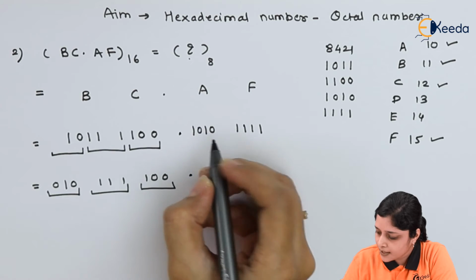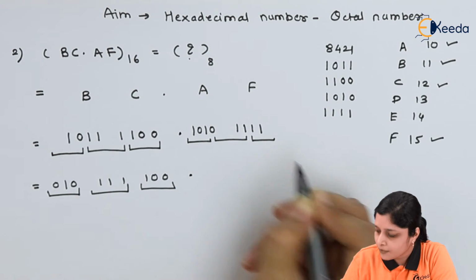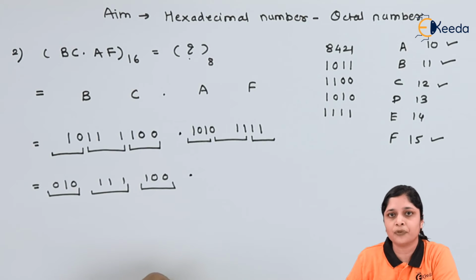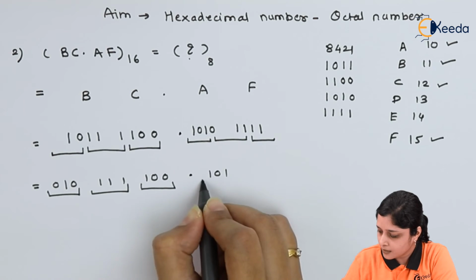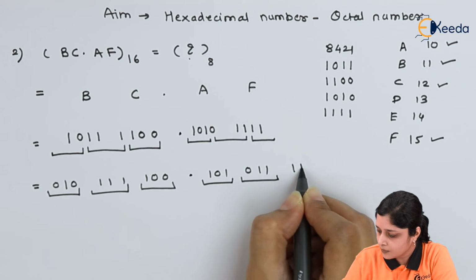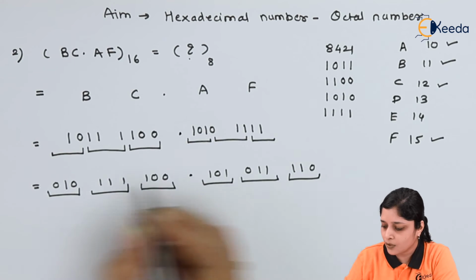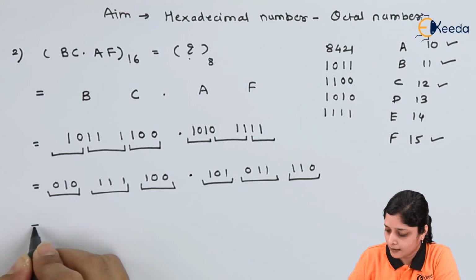And after decimal point, go towards right. If any 0 is less, you have to add. Give you 1, 0, 1, 0, 1, 1, 1, 1, 0. This 0 and this 0 we have added here to make a group of 3 bits because our aim is to get the octal number system.